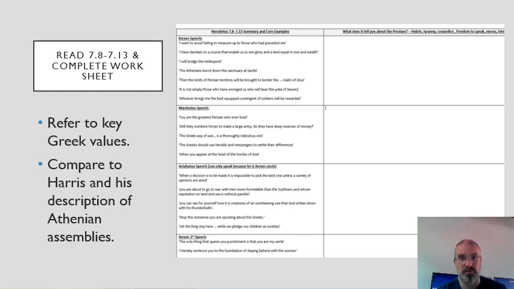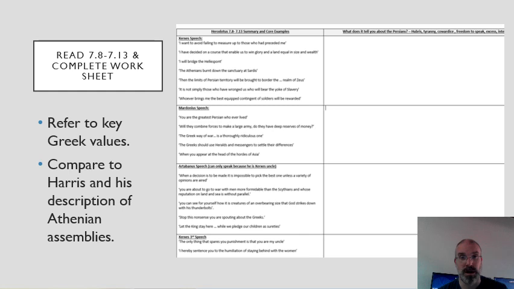So by the time you've read 7.8, really thought about the analysis, written up answers, that could easily be 10, 15 minutes. So try and obviously use terminology that's appropriate, so isogoria or isonomia or eleutheria if you can. So stop for 10, 15 minutes or however long it takes, and complete the top box in the worksheet.